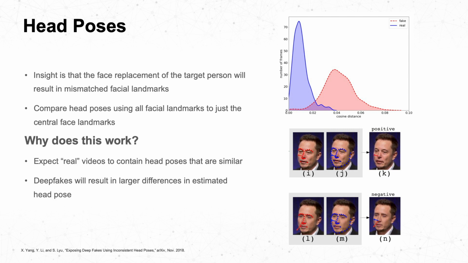The reason for that is that if the facial orientation matched across both those estimates, then more than likely that was a real video. If there was a significant difference in the estimates, then most likely that video had been manipulated and we're looking at a deepfake.